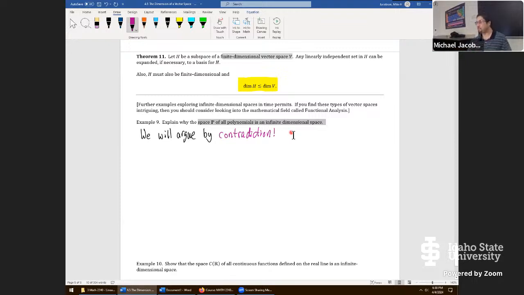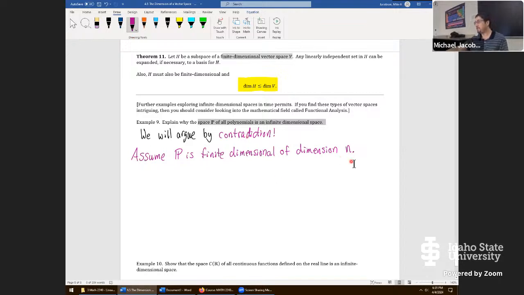Some people in mathematics hate this proof technique because it's considered non-constructive. We're showing something by arguing a contradiction. We're not showing something is true by actually demonstrating its original truth. This is a really roundabout way, but it's a fast way to get at it. So let's do it this way. Assume, here's the contradiction, P is finite dimensional, of dimension n. So we have a finite dimensional vector space.